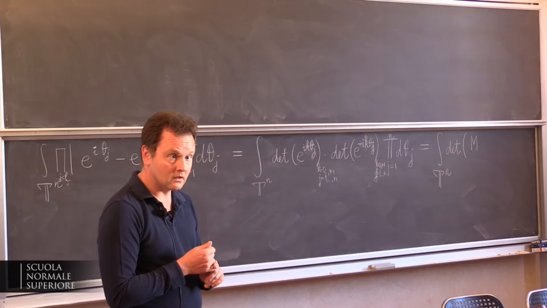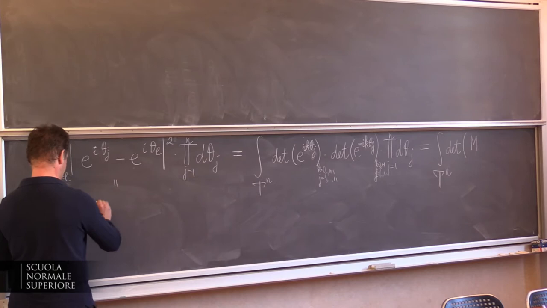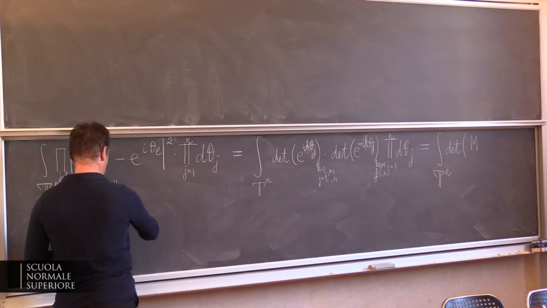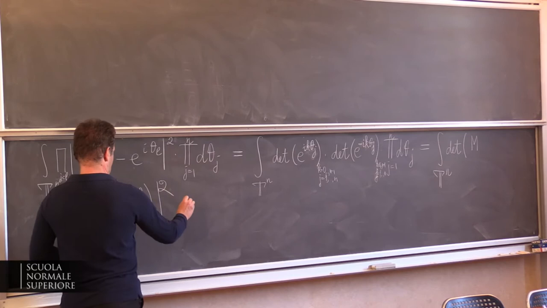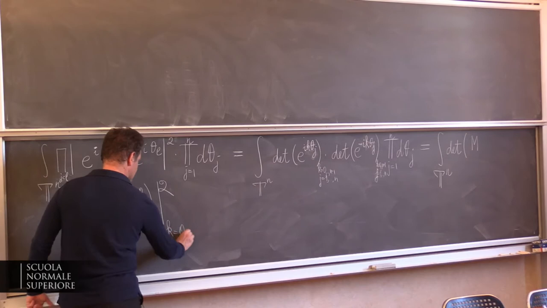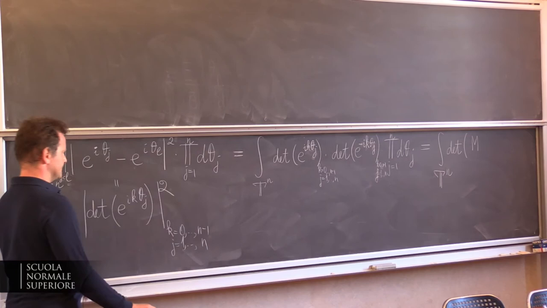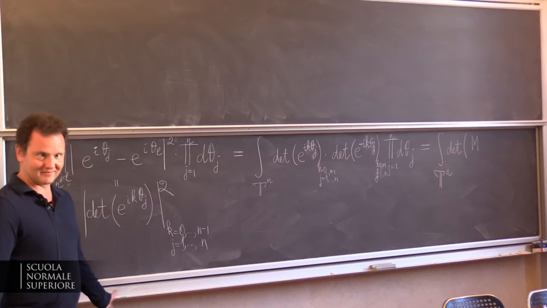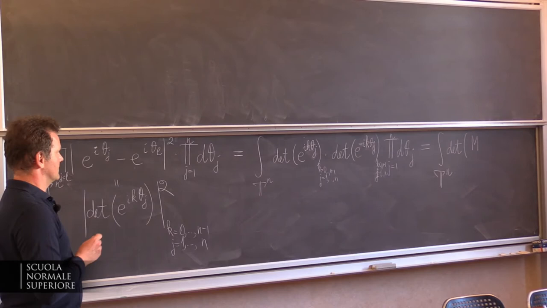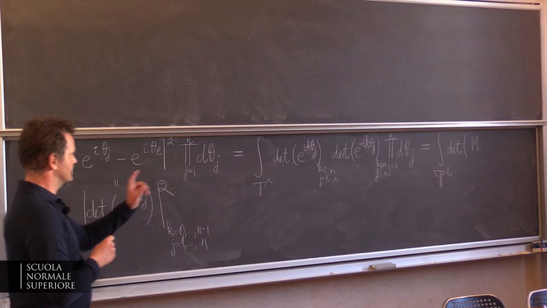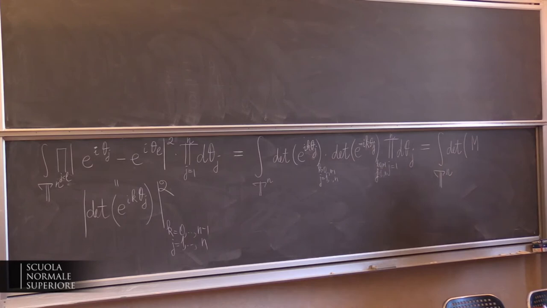No, wait. This is the square of the Vandermonde, right? I don't know why I'm confusing my audience in a very simple spot. This is the square of the Vandermonde, made in k and j, k from 0 to n minus 1 and j from 1 to n. So the square of a determinant is the determinant of the square, there is no doubt about that. So I just multiply. I have this matrix.